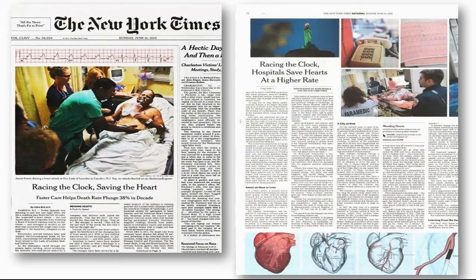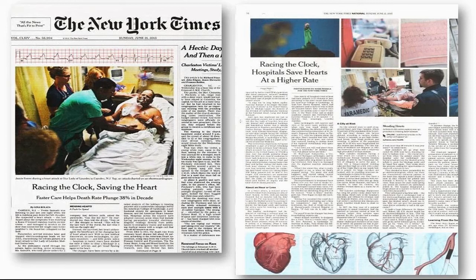And I don't know, some of you in the States or Canada, I don't know if anyone else saw this, but the New York Times is a very popular newspaper in the United States. And on a Sunday, less than a month ago, there was this article published about acute intervention and acute treatment for heart attacks, indicating that racing the clock, saving the heart, faster care helps death rate plunge 38%. And they talked about how remarkable it's been to get patients into percutaneous coronary intervention in less than an hour.